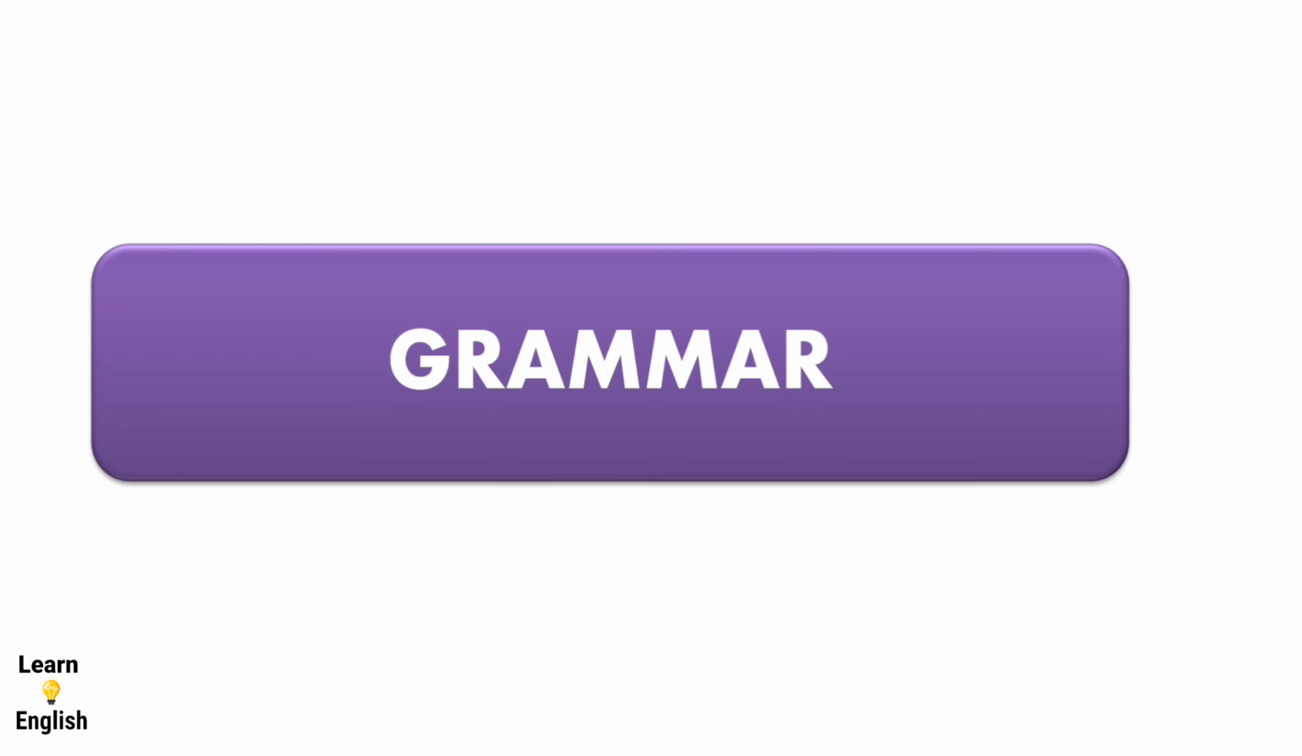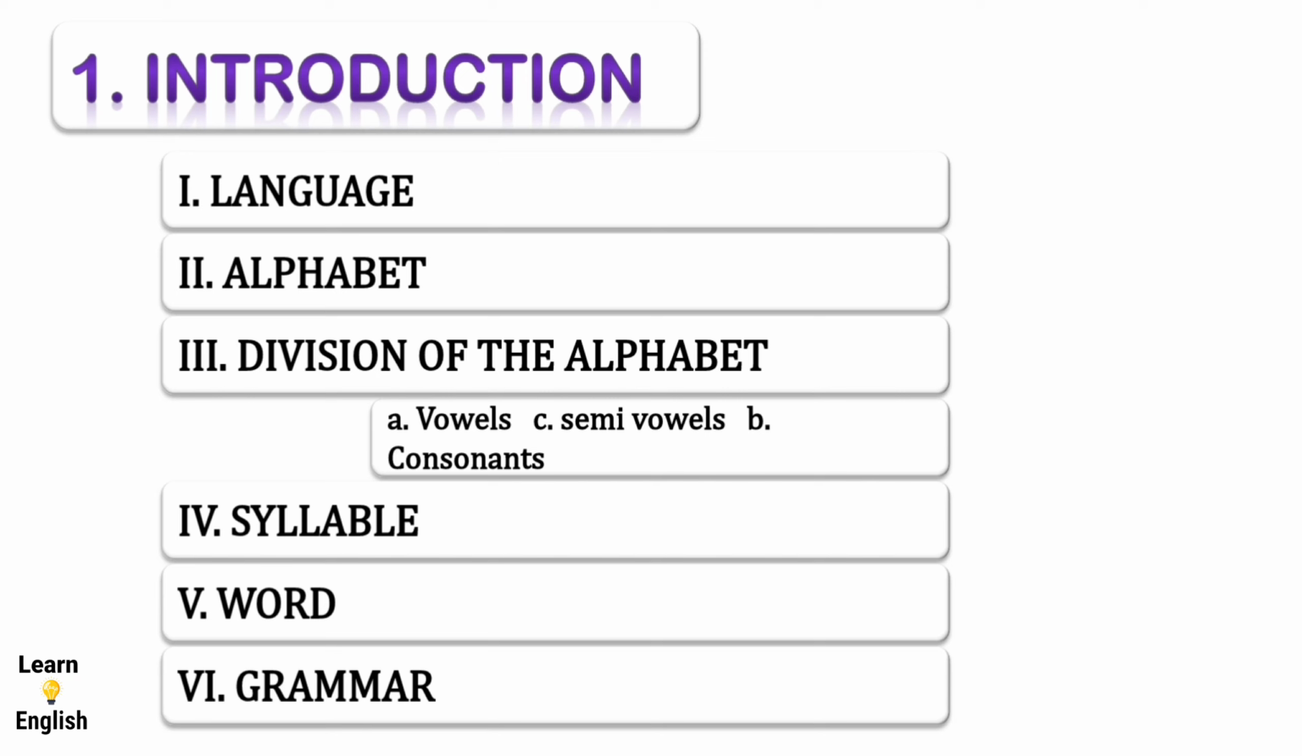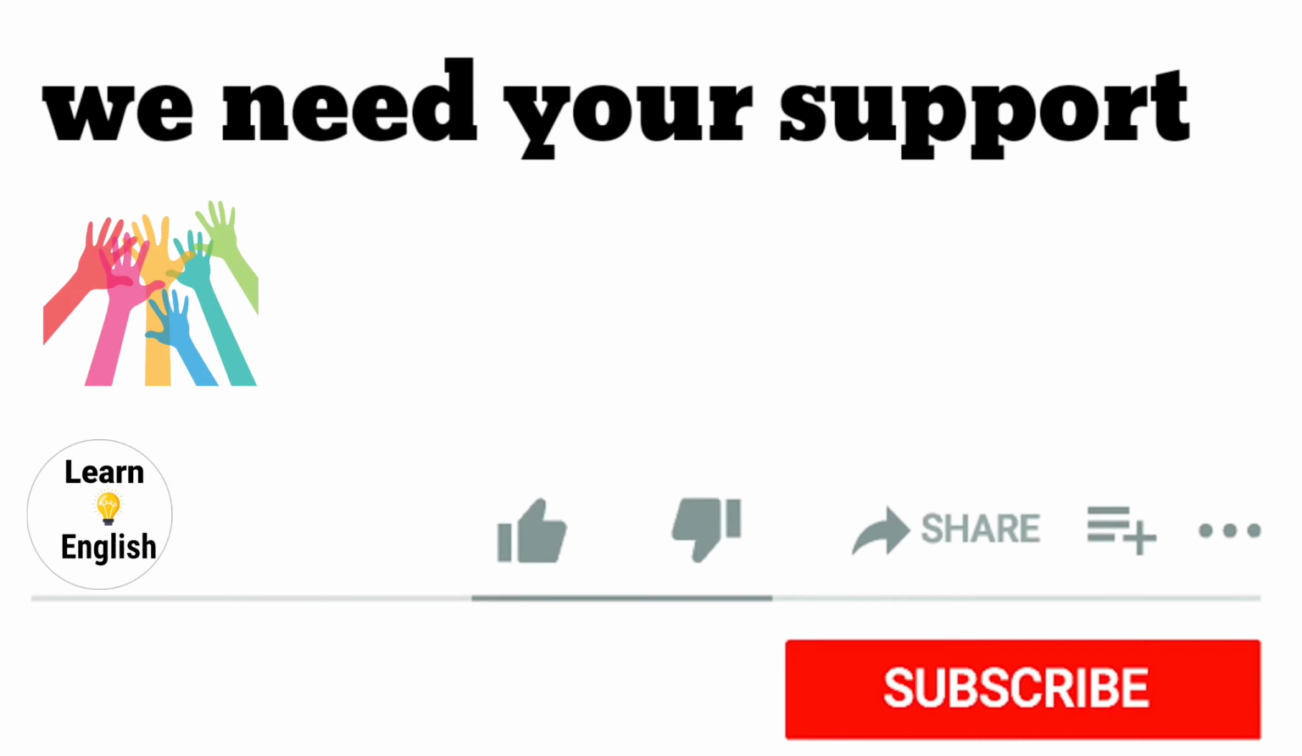In the grammar section, after completing the introduction chapter, we come to know that grammar is the science that helps us to study a language. 26 letters are used in writing English. These 26 letters form the English alphabet. The English alphabet has 5 vowels, 2 semi-vowels, 19 consonants. Words are combinations of letters, they are meaningful. Without words, we neither speak nor write.